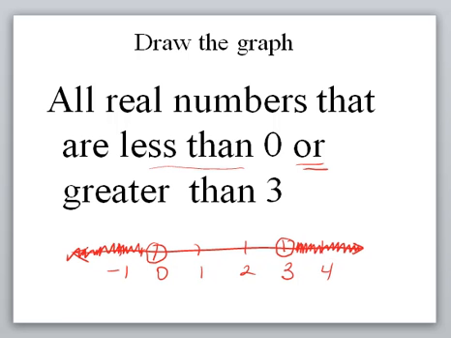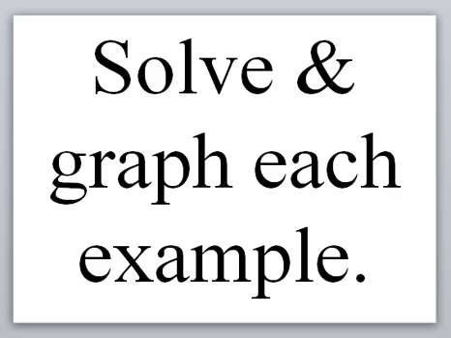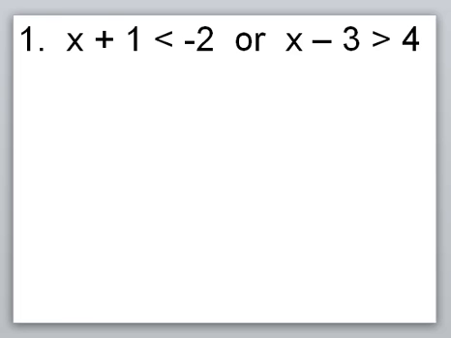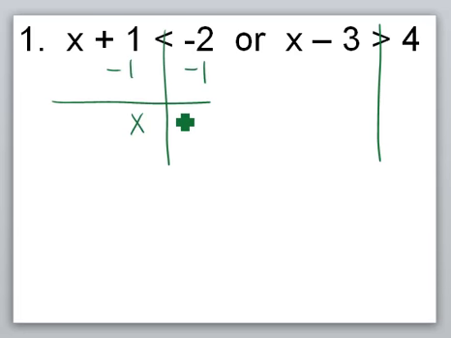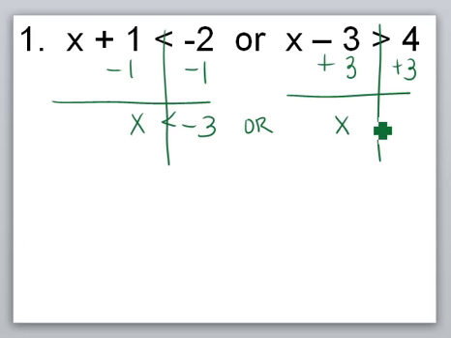The outer parts of the graph are shaded. What we're going to be doing is solving and graphing. As I said, we were going to solve inequalities just like we normally do. So these are just one-step inequalities, both of these. This one you need to subtract 1 on both sides to get the x by itself. We're going to write the word "or" between it. And this one on the right, we're going to add 3 to both sides to get x by itself. So x is greater than 7.